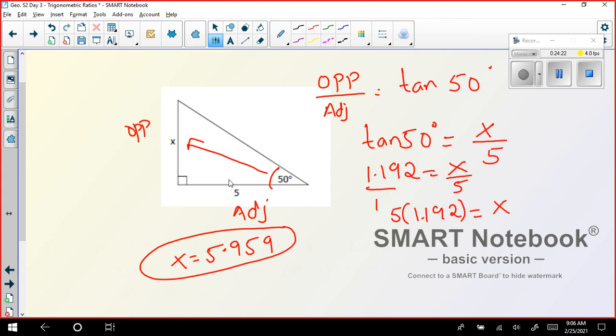This is how you solve these kinds of problems. When there is a missing side and the angle is given, you can find out which ratio to use. Use that particular ratio and find the missing side. In this case, 50 was given, and opposite and adjacent sides were involved. With regards to 50, these were opposite and adjacent, so it is tan of 50. Tan 50 is opposite over adjacent. Substitute: tan 50 equals x over 5. Tan 50 using the calculator you get 1.192, and further you cross multiply to get x equals 5.959. Let's see some more problems.